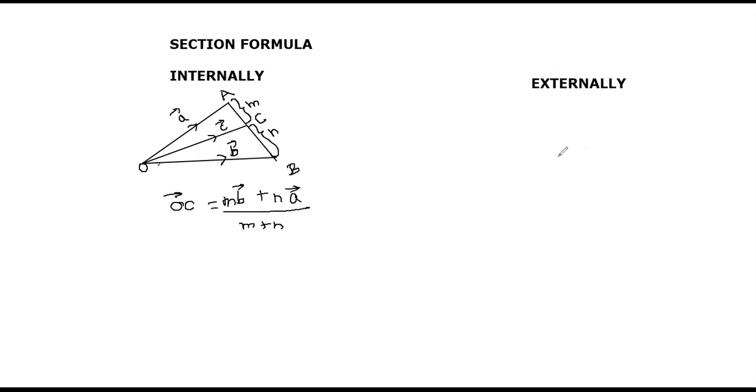This is called internal division, because point C lies between the line AB. AB is a line joining the points A and B, and C is a point which is dividing the line internally, meaning C lies on the line. If C is outside the line, then it is called external.